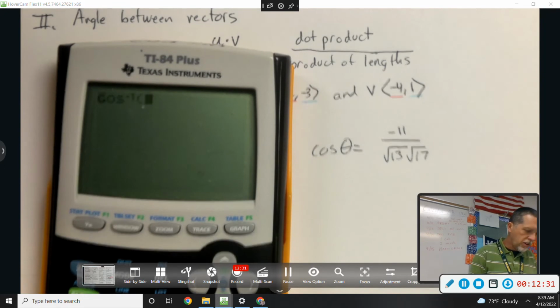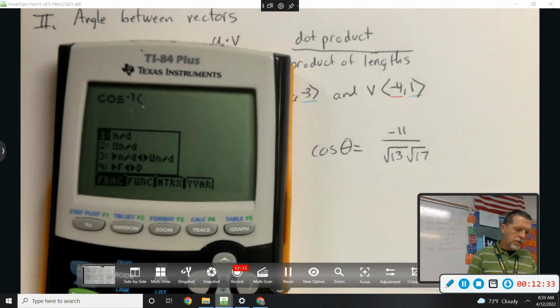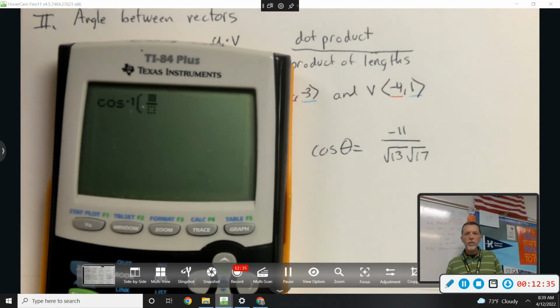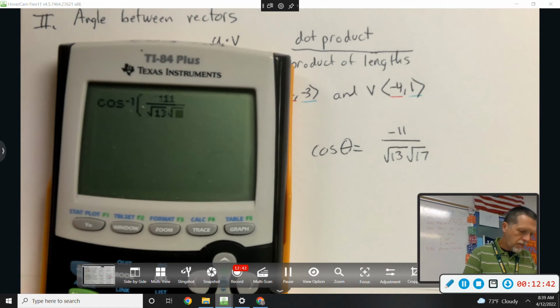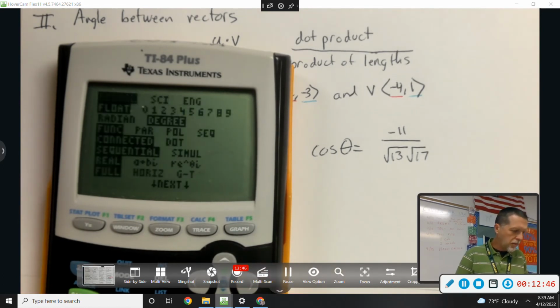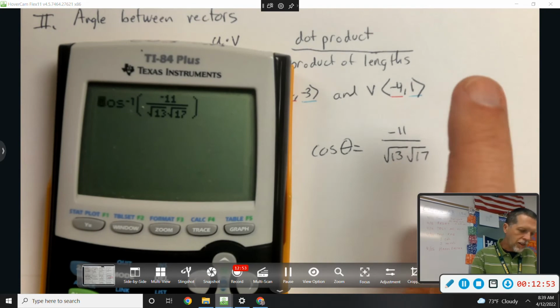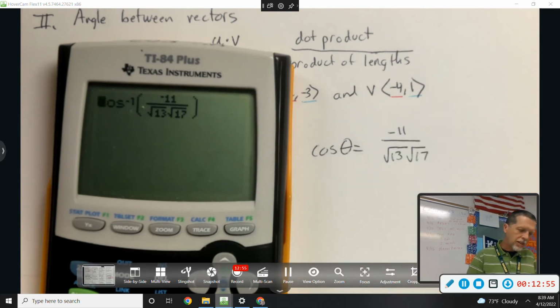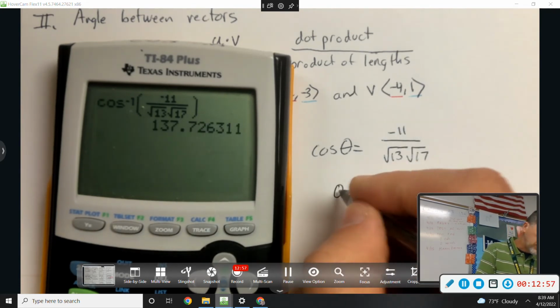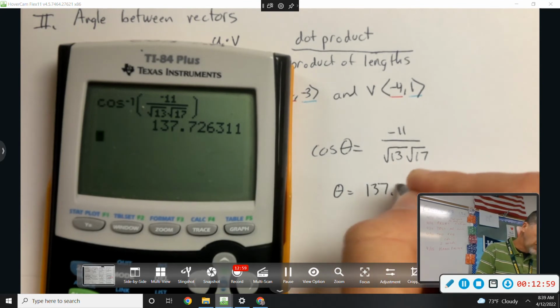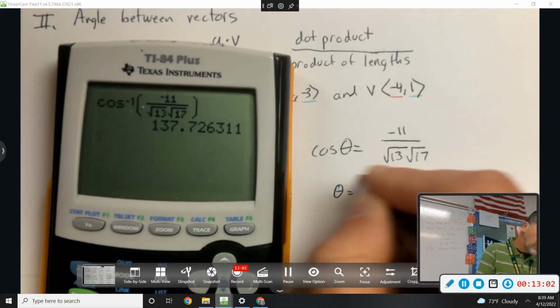So inverse cosine. I'm going to do a fraction bar so I don't mess up all the parentheses. -11, square root of 13, square root of 17. I think I want to be in degrees because I'm going to check my answer in a minute. So inverse cosine of the dot product over the product of the lengths: 137.726 degrees.